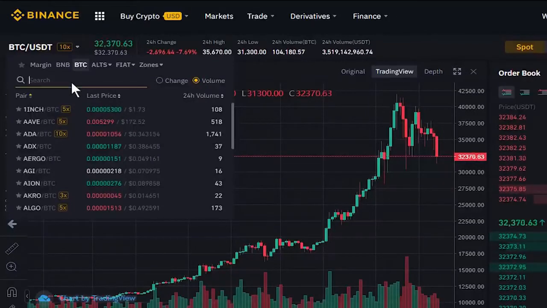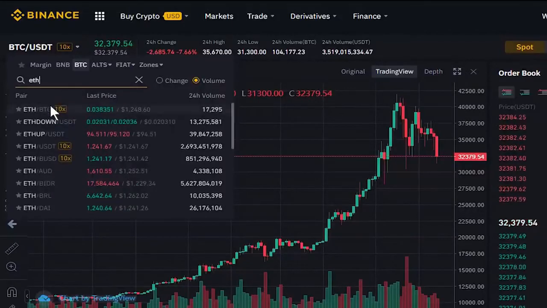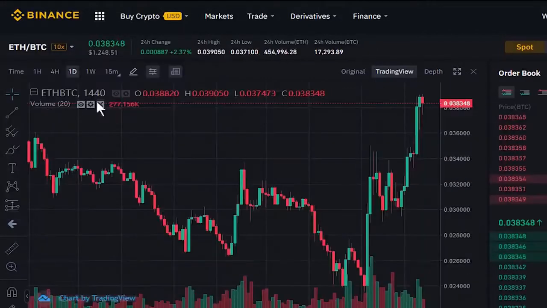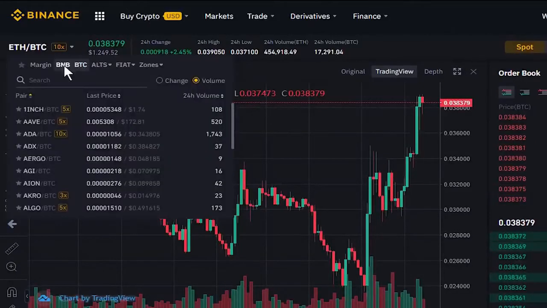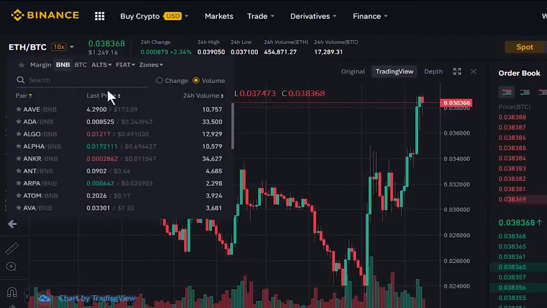And here we search, for example, Ethereum, ETH. And here it is. And this is the price. Every Ethereum equals 0.038 Bitcoin. And below that, you can see its dollar equivalent. Or you can select BNB, the Binance coin, and this is the list of the coins that you can trade in terms of BNB, or you can filter based on other altcoins.